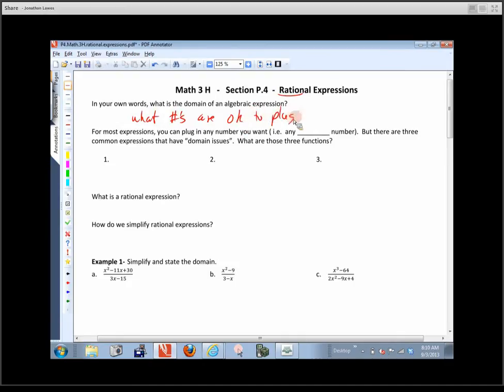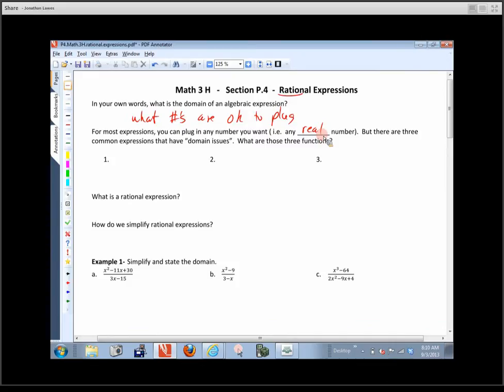Now, we say plug in. A lot of times if we get technical, plug in means to substitute in. Evaluate the expression when we plug something in. So for most expressions, you can plug in any number you want. Now, when we say any number, we're usually talking about what type of numbers based on our conversation last week? Any real number. Any real number is usually what we start off with. But there are three very common operations that you've got to be a little bit careful with the numbers that you plug in.